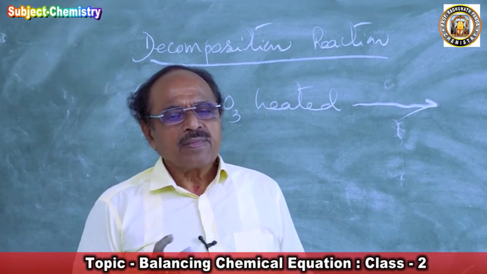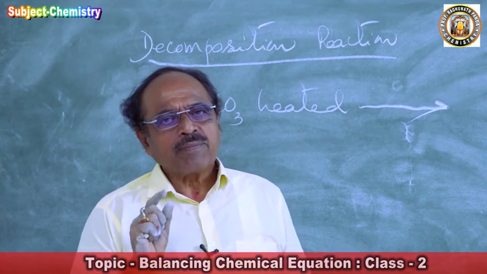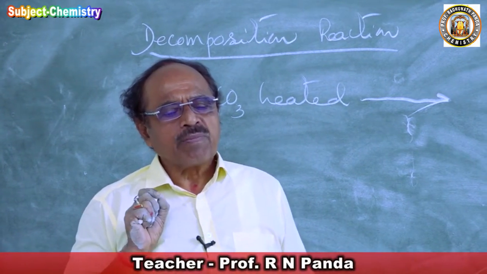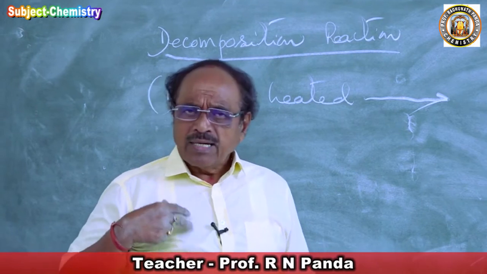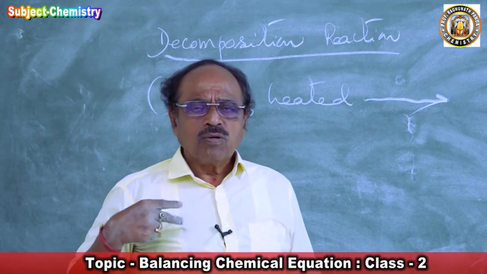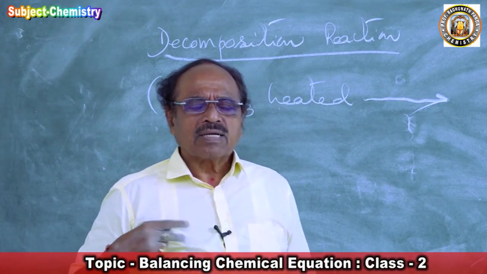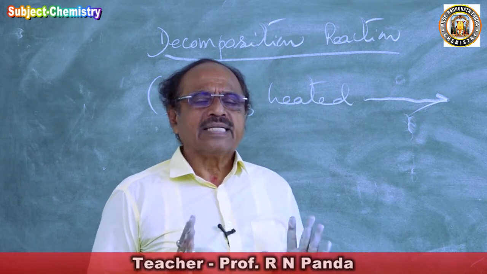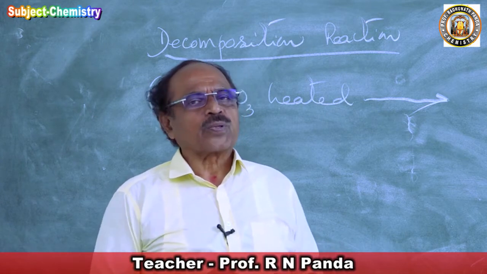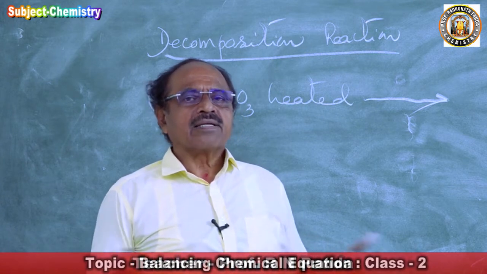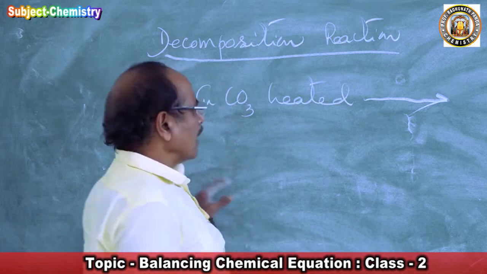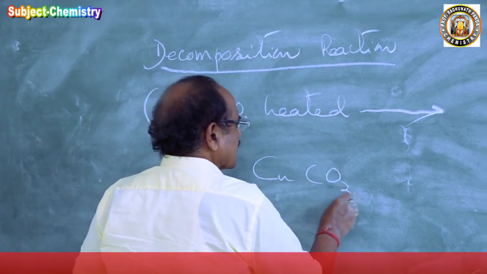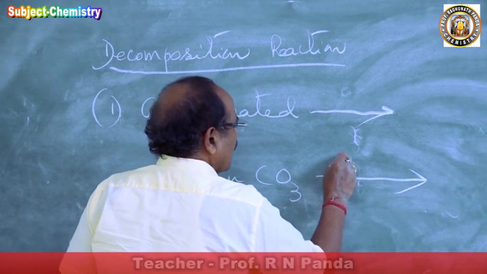My children, I always stress one thing: we will not try to remember anything. We will find out ourselves. How will we find out ourselves? What are the products, what is the reactant, how to do it? Let us think. Copper carbonate heated. We will find out the products ourselves and then write the balanced equation. So copper carbonate is the reactant. We are heating this.